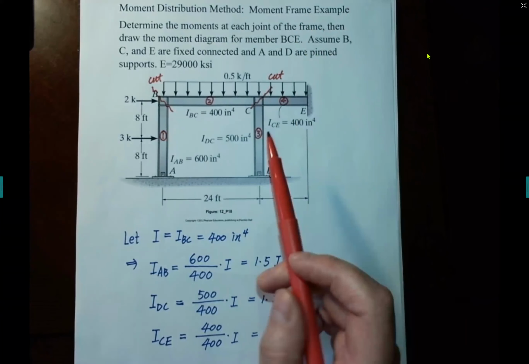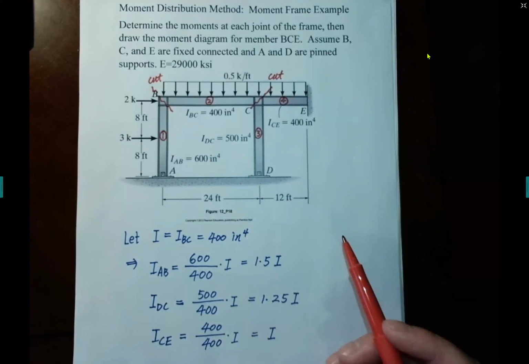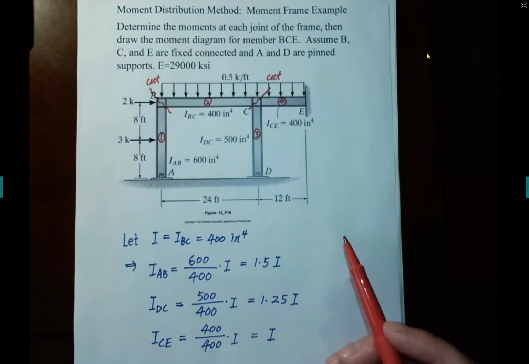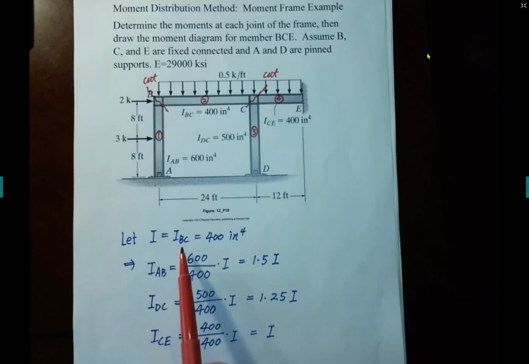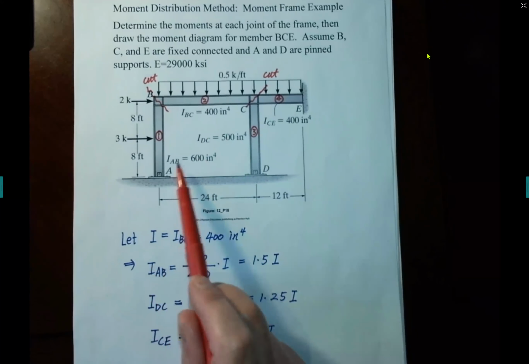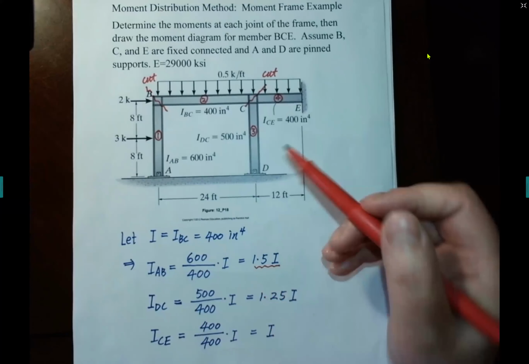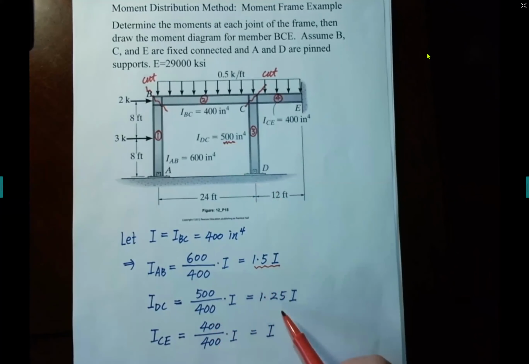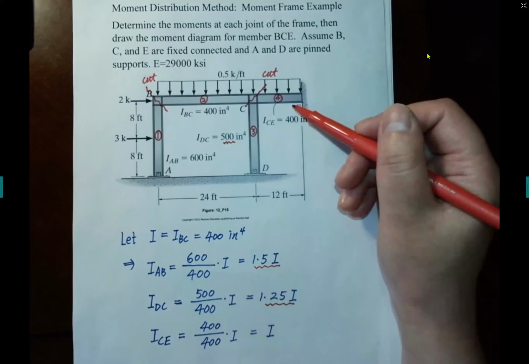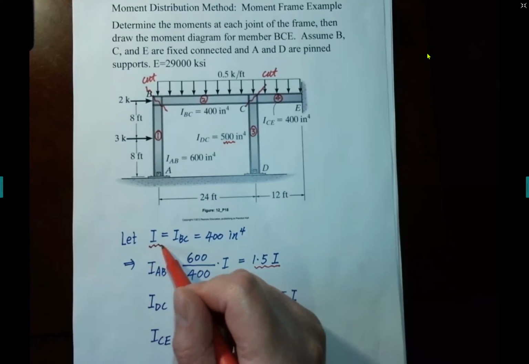We also notice the moment of inertia of each member in this problem is different. Because the moment distribution method is based upon the relative stiffness of each member, it's easier to set the ratio of moment of inertia. For example, if we let I equal I_BC equal 400 inch to the fourth, then I_AB equals 600 over 400 times I, which equals 1.5I. For column CD, we use 500 divided by 400 times I and get 1.25I. And member CE equals 400 divided by 400 times I, which equals I. In that case, we just use the relative ratio to calculate the distribution factor.